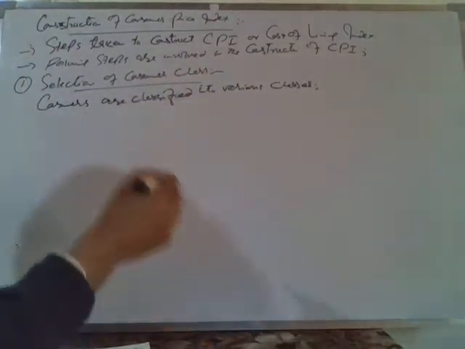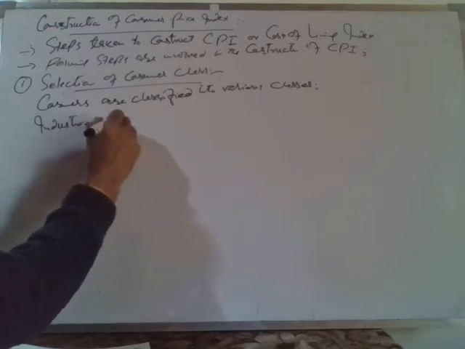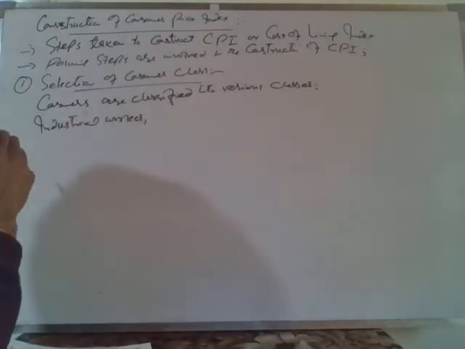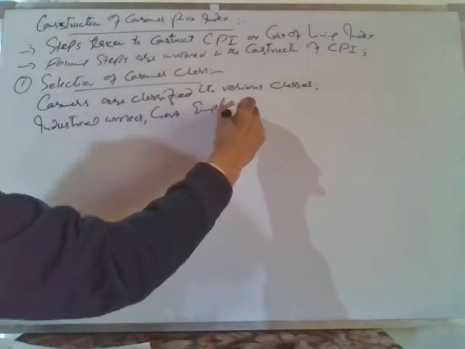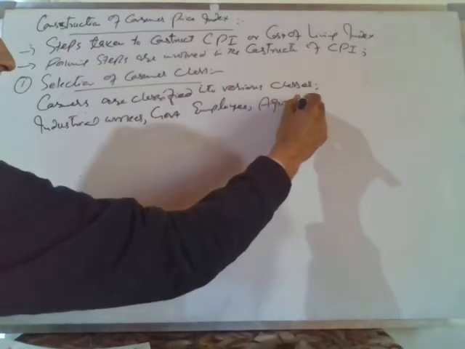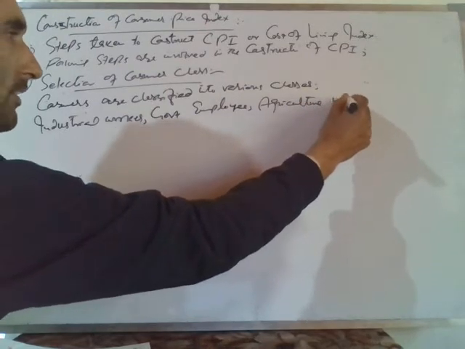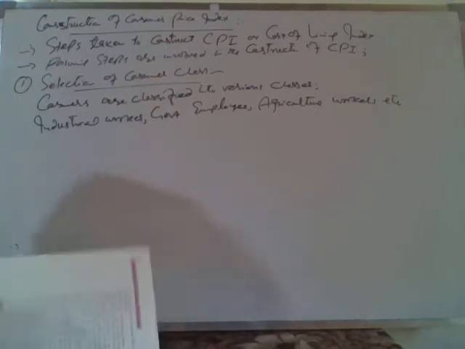like we have industrial workers, we have government employees, for example, we have agricultural workers, etc. In addition to these three, we have so many, like teachers, we have non-urban non-manual employees, etc.